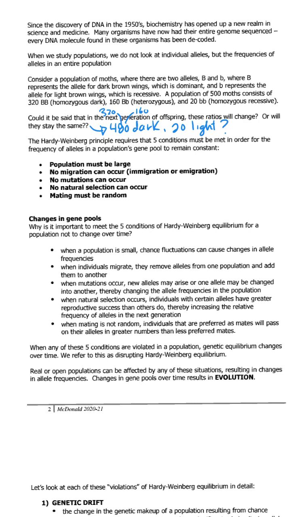We're going to put these assumptions on. When the calculation doesn't work out the way you think, then we go back and say which one of these got violated. So the 5 components of Hardy-Weinberg equilibrium are very important for you to know.